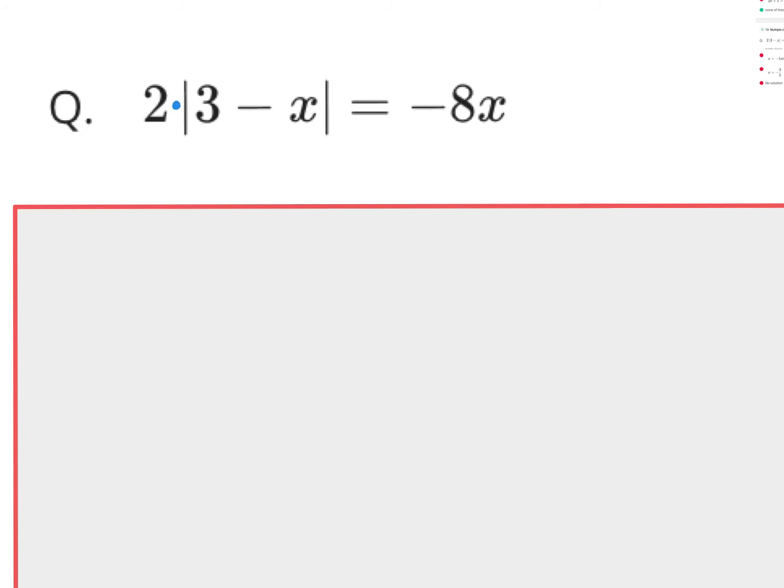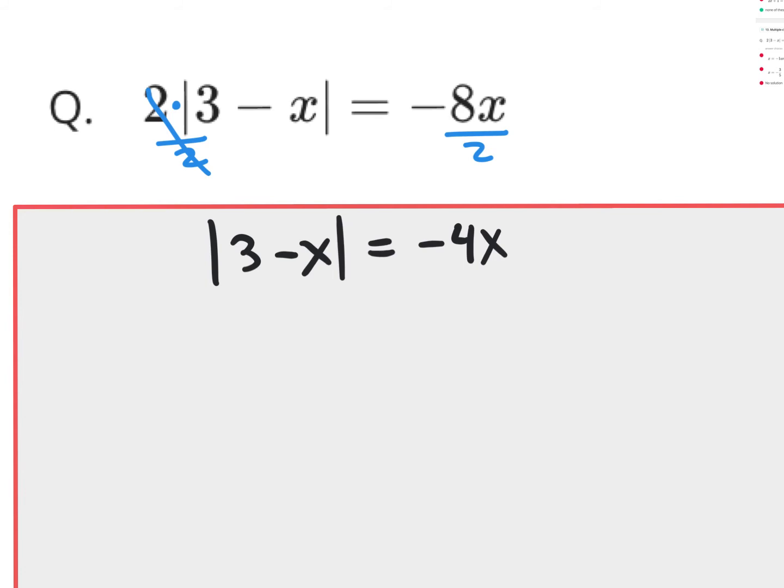We have 2 times the absolute value. So let's get rid of that multiplication of 2 by dividing by 2. What I do to one side, I do to the other side. I will have the absolute value of 3 minus x, close absolute value, equals, negative 8 divided by 2 is a negative 4. And of course, the x will still be there, negative 4x.